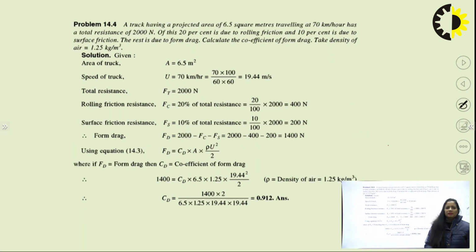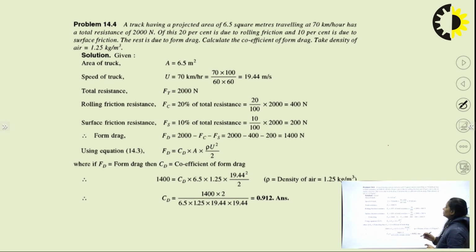Now the next question is problem 14.4. A truck is having a projected area. Now the case is of a moving vehicle. The truck has a projected area of 6.5 square meters, traveling at 70 km per hour, and has a total resistance of 2000 Newton.